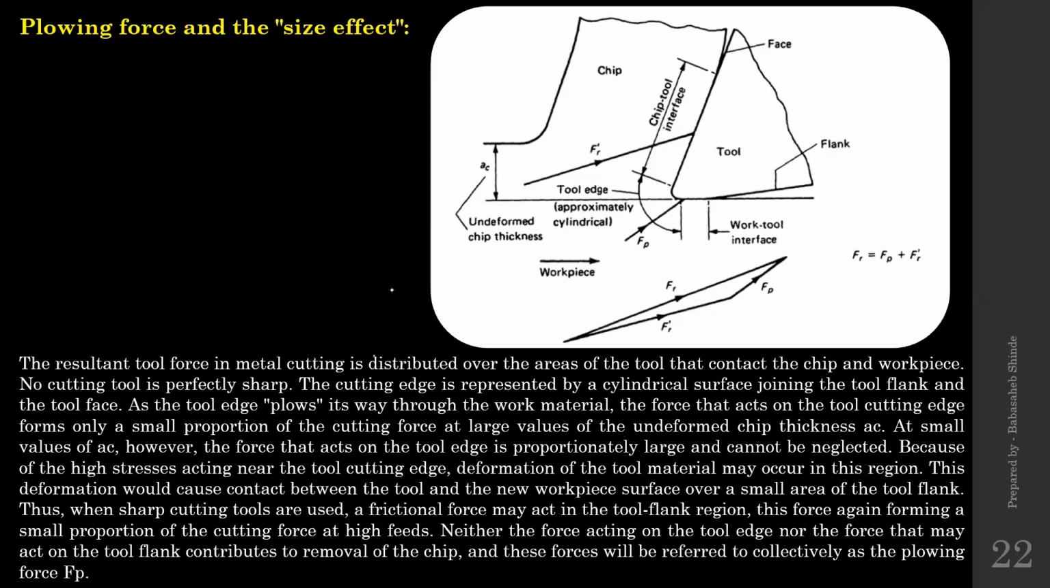So we were discussing this plowing force and size effect. Here we discuss there is a contact between cutting tool and workpiece material at three locations. The first one, where actual material removal takes place, is the cutting edge of the cutting tool. Then the chip, while moving across this rake face, comes in contact with the cutting tool in a certain region. That region is called the chip tool interface.